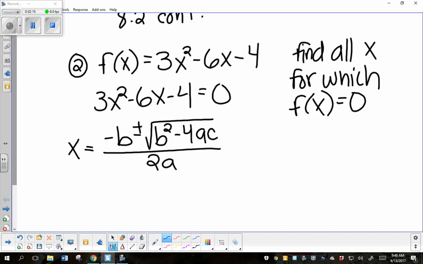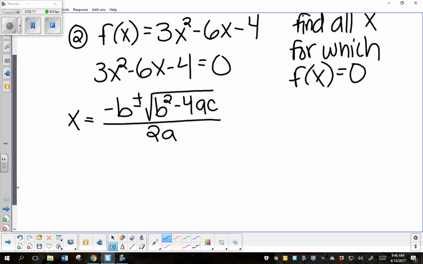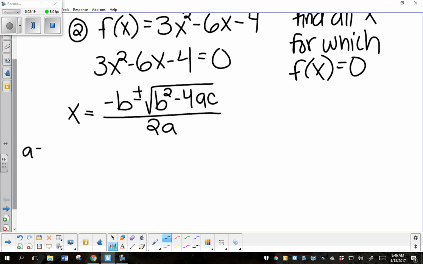So what we always want to do is write down off to the side what our a, b, and c are. So what's our a in this function? 3. It's whatever's next to x squared. What's our b? Negative 6. And what's our c? Good, negative 4. So c is always a number by itself, b is always next to x, a is always by x squared. So now we're going to start plugging it in.